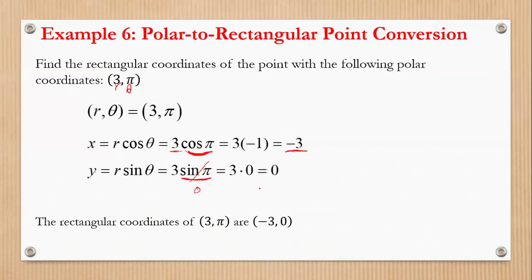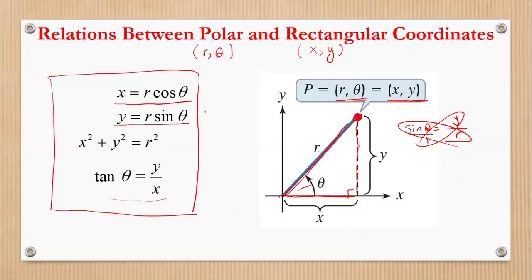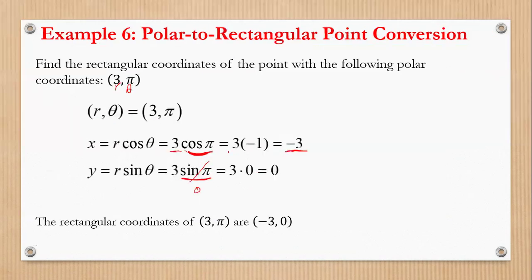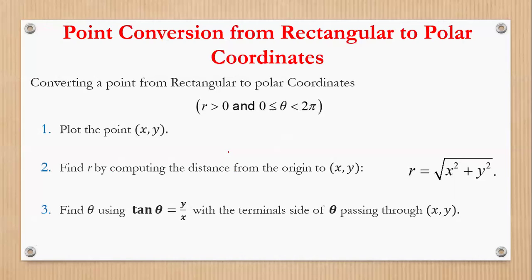So out of these 4 relations that we learned on this slide, remember, we always use this one to convert from polar to rectangular, and we use these two to convert from rectangular to polar. So how can we convert from rectangular to polar? As I said, we are going to use those two formulas, but you can also plot the point to make sure that you have the correct x and y.